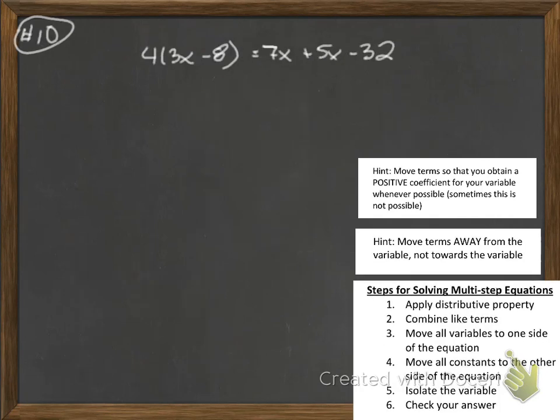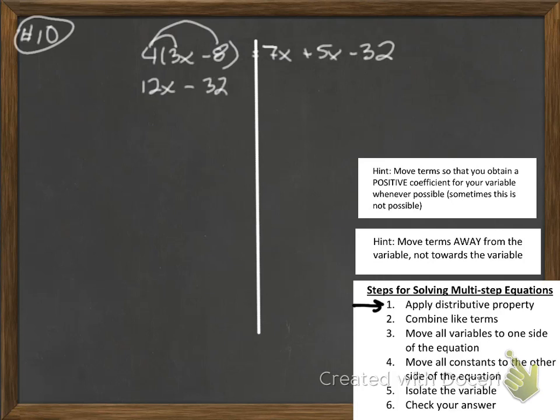Let's look at this next example. So the first thing we want to do, as always, is to apply the distributive property. So let me draw my vertical line here. So 4 times 3x is 12x. 4 times negative 8 is minus 32. Then bring everything else down.